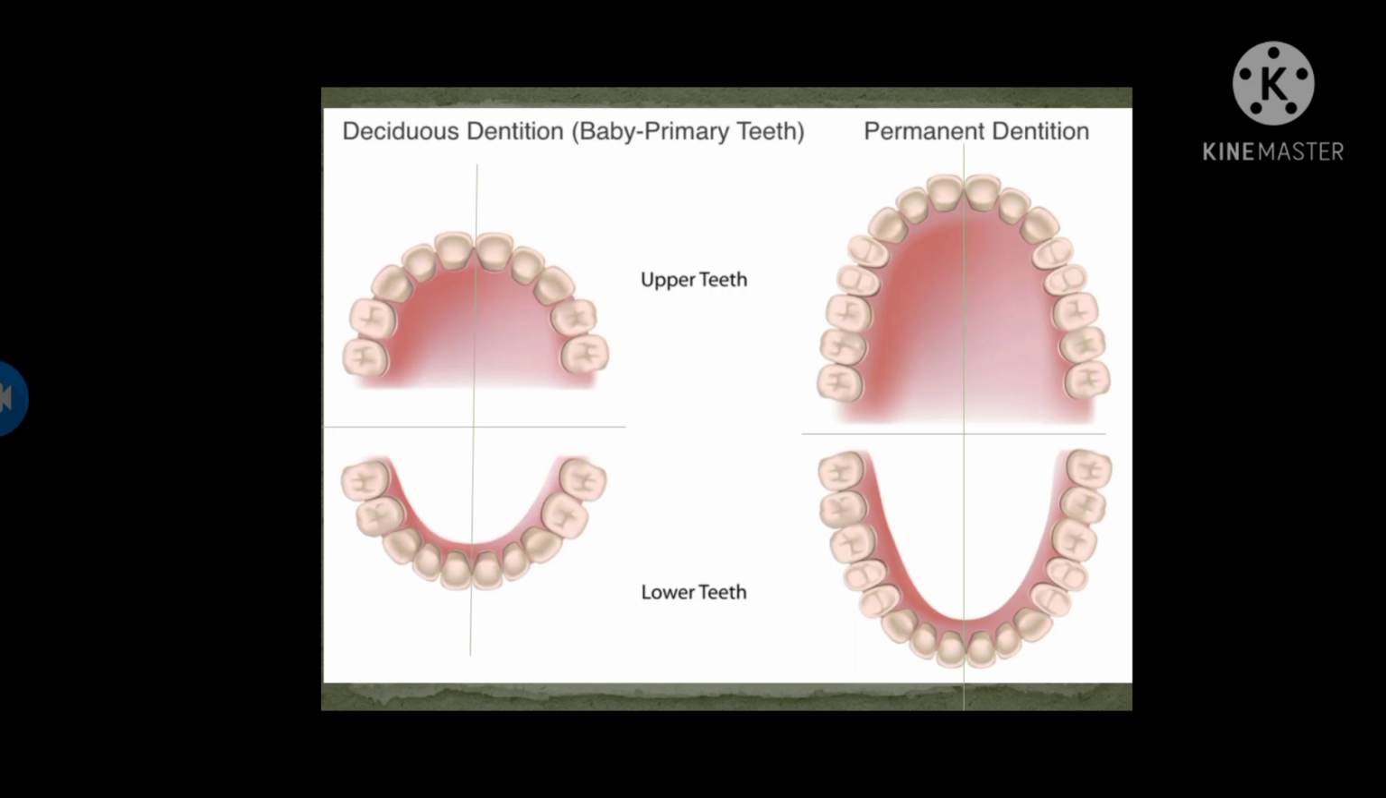As you can see, this picture is showing the deciduous dentition as well as the permanent dentition, and we have just divided it by mid-sagittal section into right and left equal halves, and a horizontal line is bisecting it and dividing it into upper and lower arch. Same in the permanent dentition.